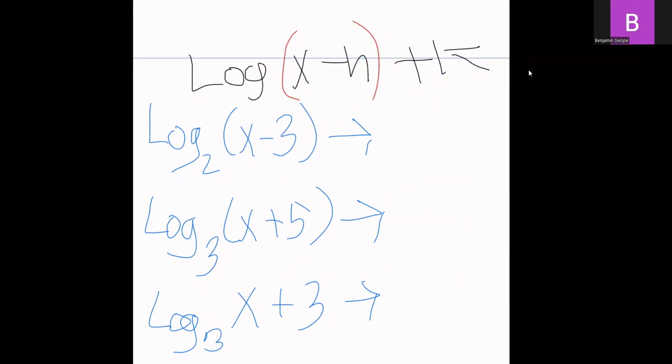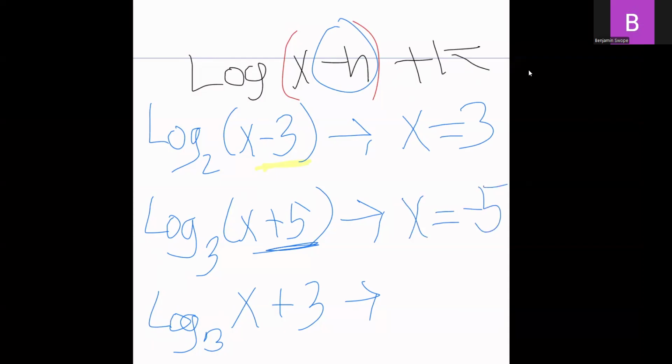So like I said, our vertical asymptote is always x equals your h value. Just be careful. It's always the opposite sign. So if you have a -3, your vertical asymptote would be +3, because really -3, the h in this formula, would just be the 3. So similar idea for this next one, we have +5. So my asymptote would be -5.